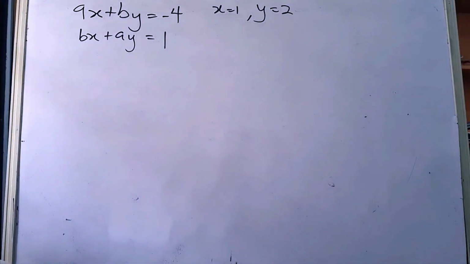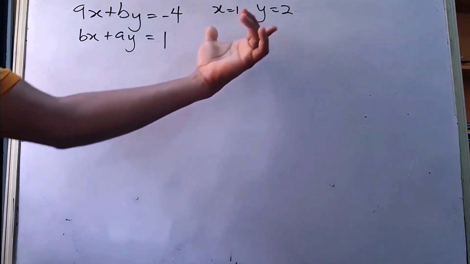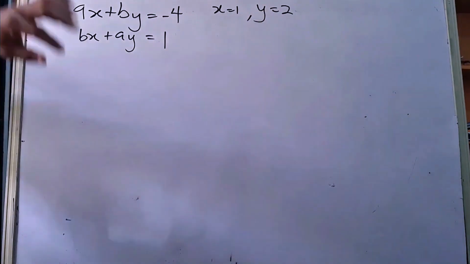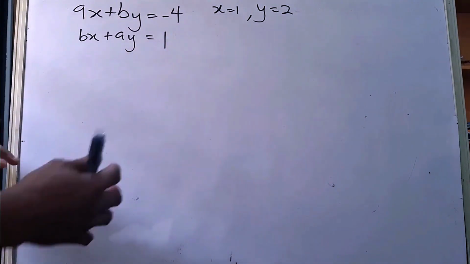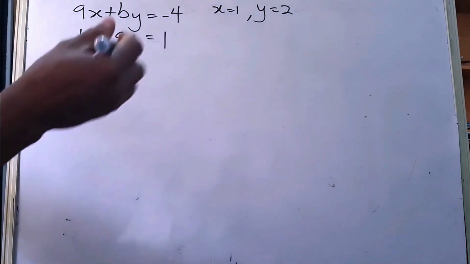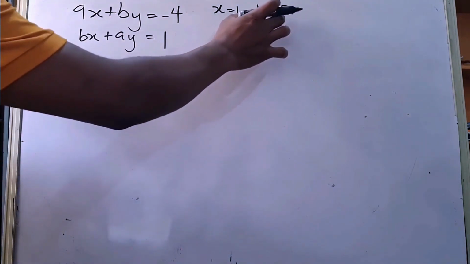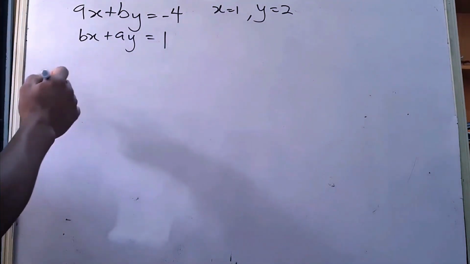We have this problem that says if the equations ax plus by is equal to -4 and bx plus ay is equal to 1 are satisfied by x equal to 1 and y equal to 2, find the values of a and b. So in this case, it is assumed we know x and y. Instead, we're looking for a and b that satisfies this equation. So we're not looking for x and y, we're looking for a and b. So the first step is to put the values of x and y into this equation.